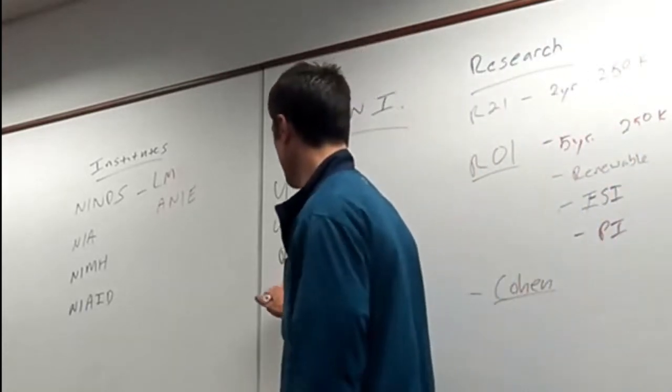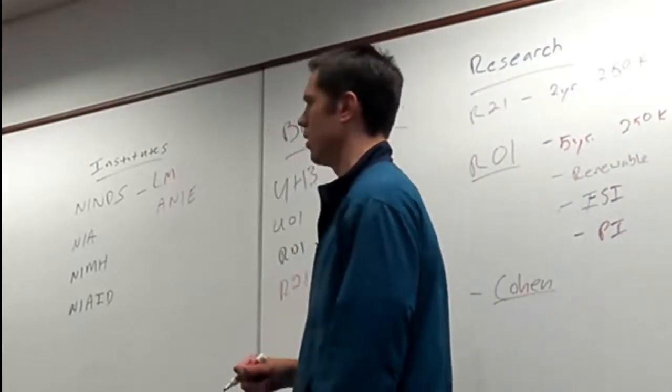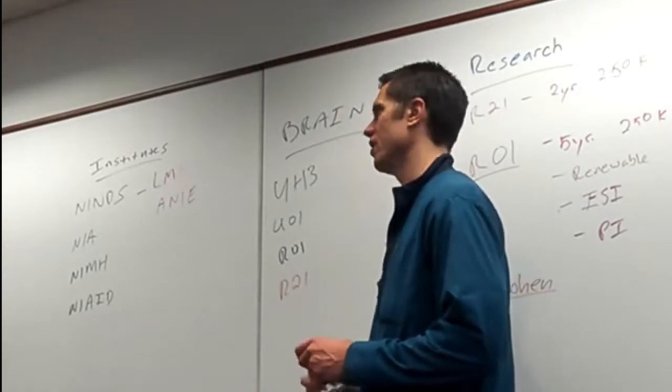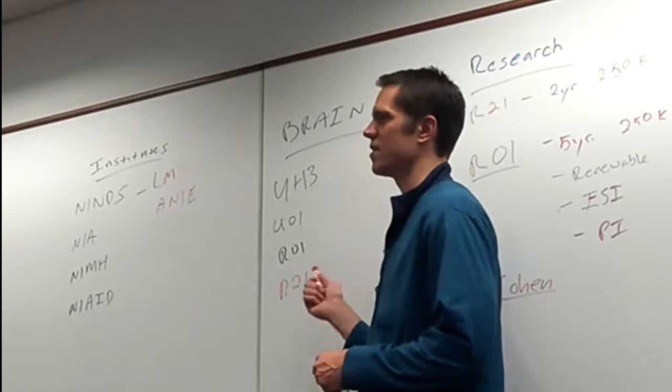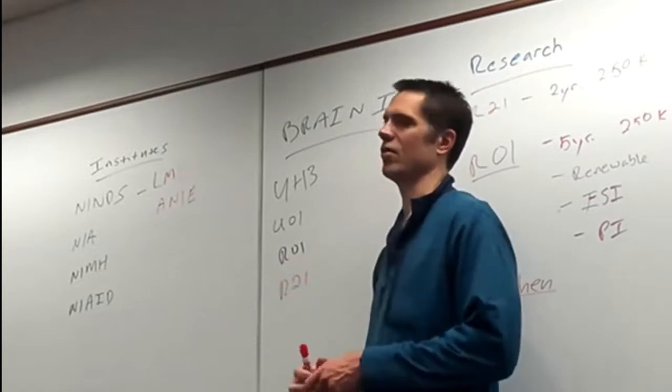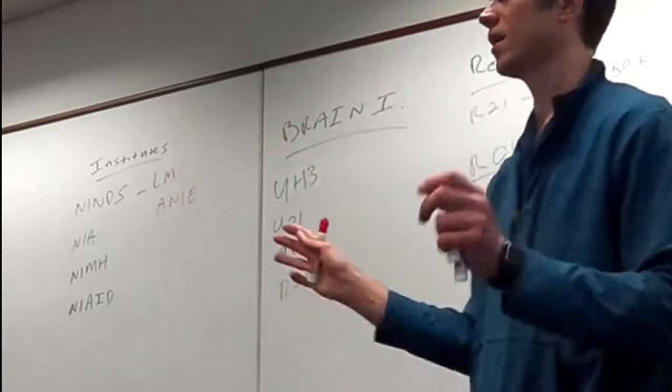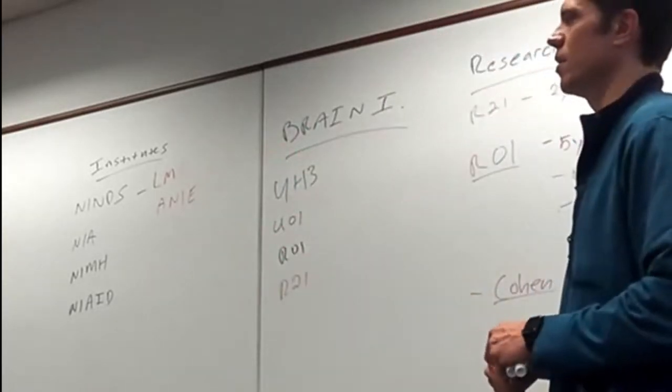BRAIN does throw up R21s. There are all kinds of different RFAs. So if I was starting out and I wasn't writing a K08, I would look at all the BRAIN RFAs and see if I had something that matched exactly one. Because if your stuff matches exactly what they want, then you're automatically competitive for the grant.